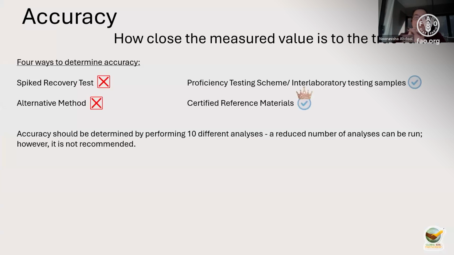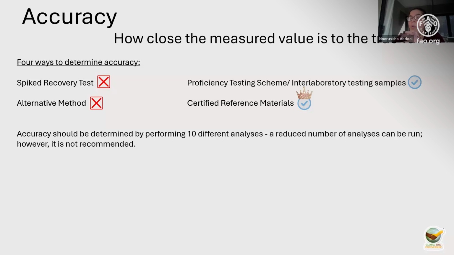There are 4 ways to determine accuracy. Spiked recovery tests, which are really difficult in soil. You can't always spike a soil sample to do a combustion carbon, because how are you ensuring that your analyte is homogeneous and evenly distributed? You can do alternative method testing, but it's always going to lead to more questions than answers. And then obviously you have your proficiency testing and your certified reference materials.